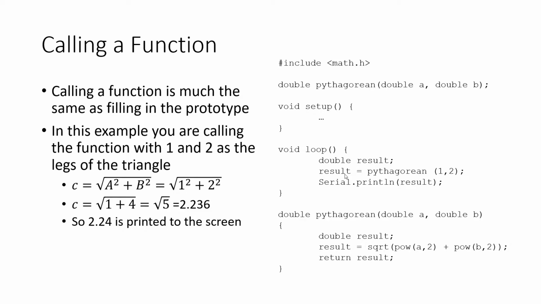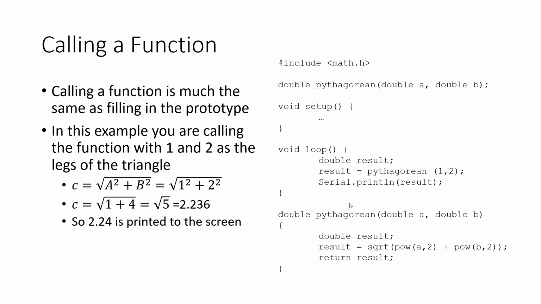The result then, I'm saying, is equal to the Pythagorean theorem, which is our function, of 1 and 2, which are our two sides, a and b. We then have Serial.println of the result. If I run this, it's going to compute it, and the value it should get is 2.2360 and a whole bunch of other numbers.